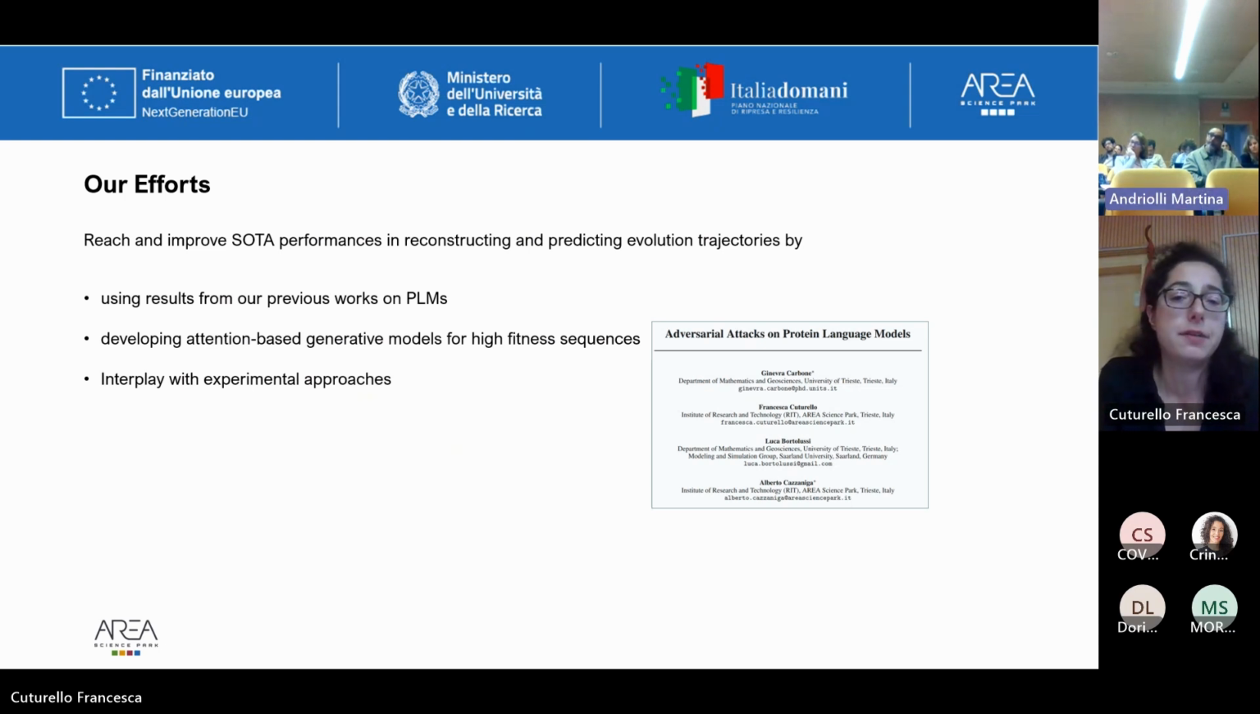And then we have been working already, and we are still working, on developing some generative models to produce high-fitness sequences. We started doing so with a preliminary work that was more, let's say, theoretical from some point of view, using really advanced machine learning techniques, that is, adversarial attacks on these protein language models. We have a preprint on that, but we are really pushing this further. And then, of course, we lack the interplay with experimental approaches, which would be really beneficial for us to learn and also to see where we can help.